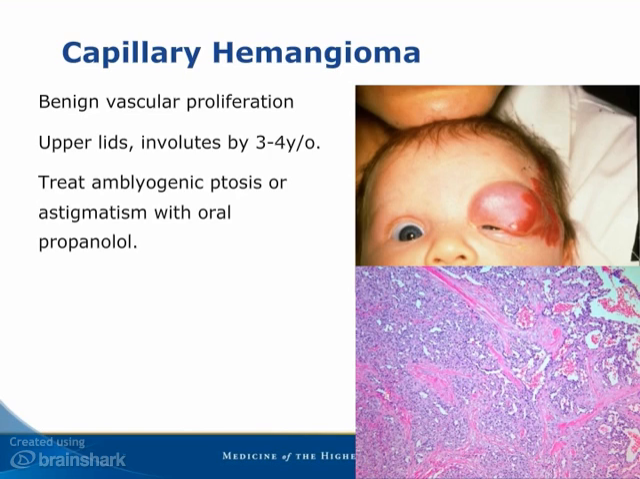If it is causing either amblyogenic ptosis or astigmatism, being treated with either oral propranolol or topical Timoptic can get these to shrink down. Often observe these until kids are 3 or 4. If there's still some hemangioma present, you can do topical Timoptic at that age.